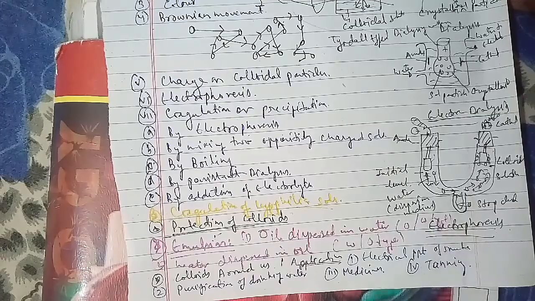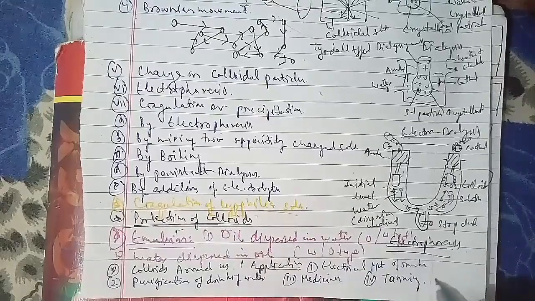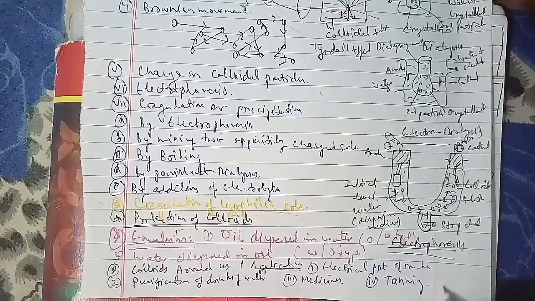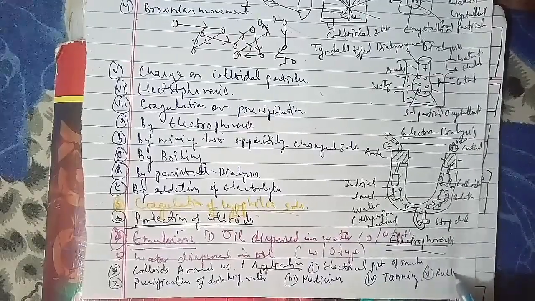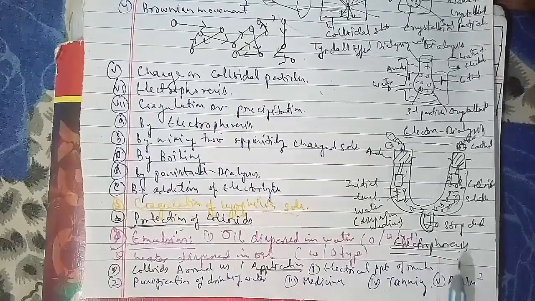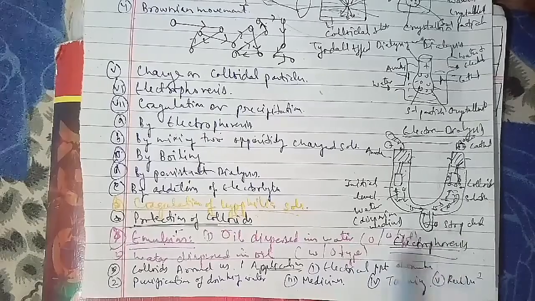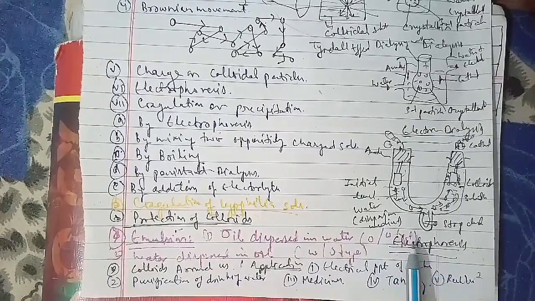We'll talk about the fifth one, which is the cleansing action of soap and detergent. Before starting with this, we have the rubber industry as well. Latex is a colloidal solution of rubber particles which are negatively charged, and rubber is obtained by coagulation of latex.